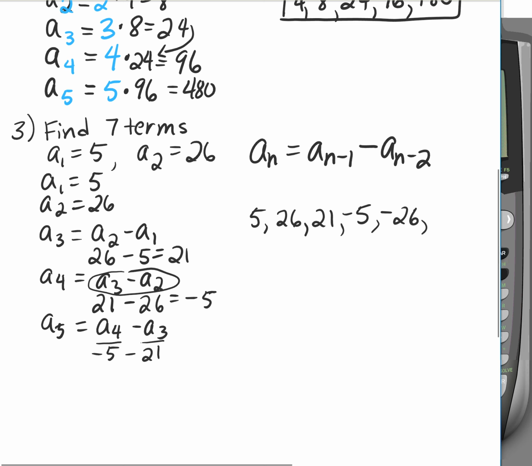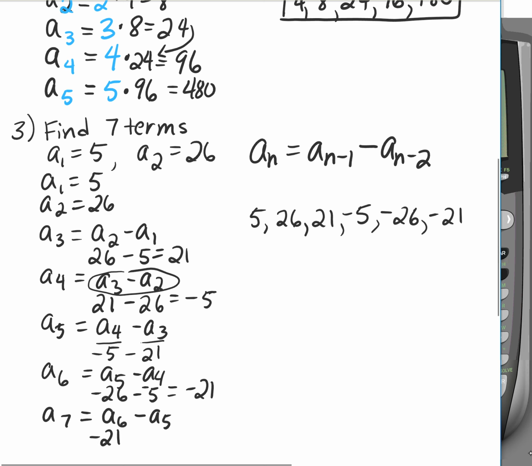So we'll notice some interesting things about the sequence when we get to this point. We're getting the same numbers, but negative. And then a6 is going to be a5 minus a4. So negative 26 minus negative 5, which puts me back at negative 21. Then when I get to a7, a6 minus a5, I get back to 5. And if I keep going, I'm going to end up getting a repeating pattern that will happen.